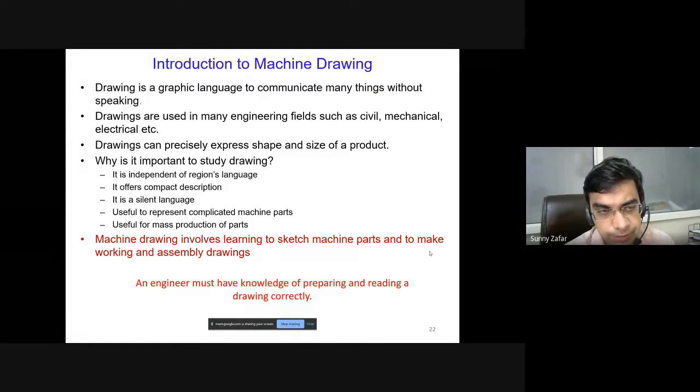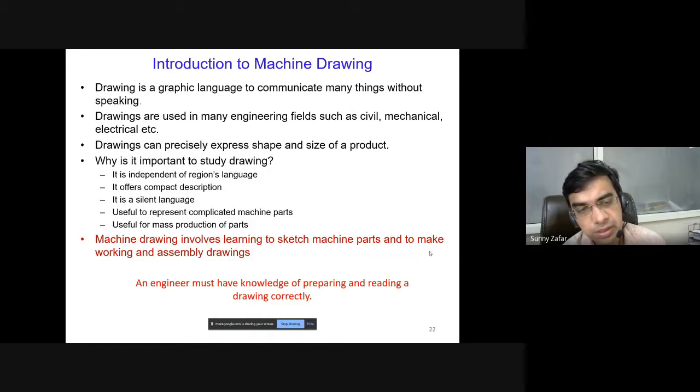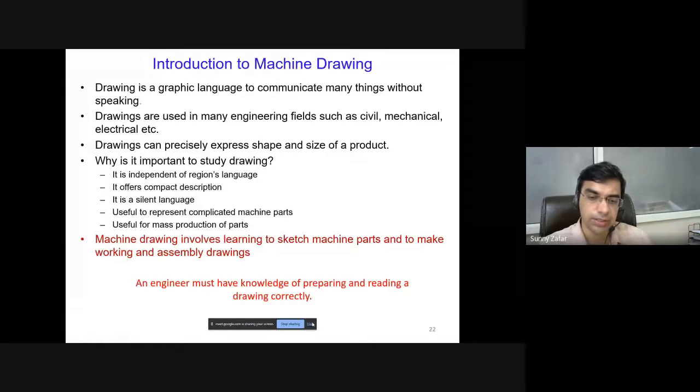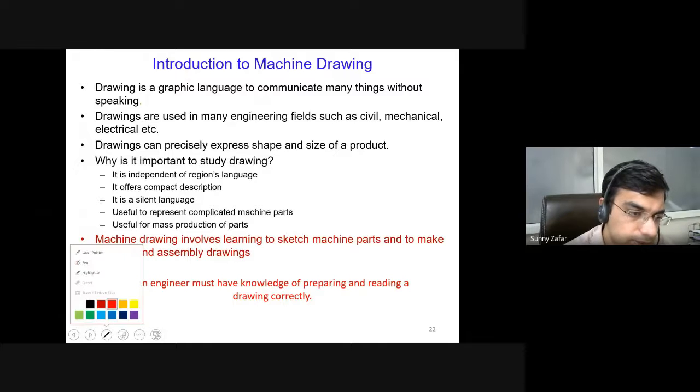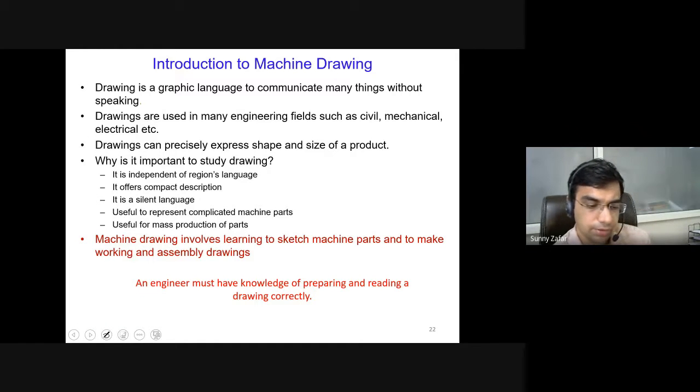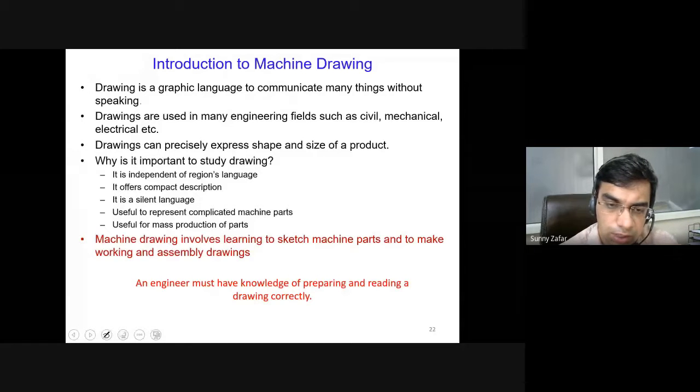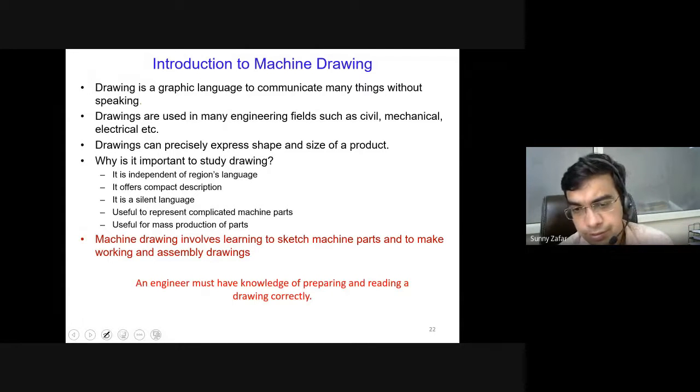So here, just to give an overview again, drawing, as we understand now, is a graphical language to communicate ideas, and drawings can precisely be used to express the shape or size of any product. And machine drawing specifically, how is it different from the graphics that you have done? Machine drawing typically involves drawing of machine parts. These machine parts can be rivets or threaded fasteners, or different types of joints, pin joints, pipe couplings, shaft couplings, and so on.